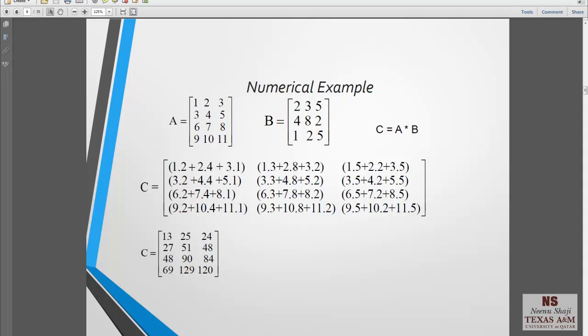To get the next element, 1 times 3 plus 2 times 8 plus 3 times 2. And the third element, 1 times 2 plus 2 times 3 plus 3 times 5. Similarly, for the next row, 3, 4, 5 is multiplied with every element in each column of B. The same operation for the next two rows as well, and you get the product matrix C.